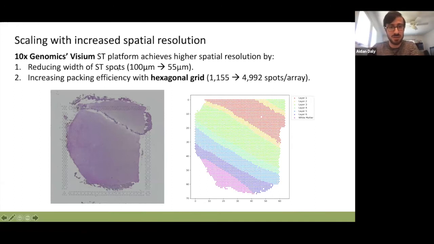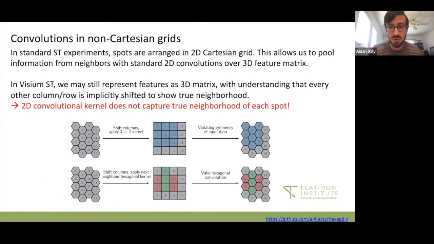The size of the spots that we're looking at has decreased from 100 microns to 55 microns, and it's packed in a hexagonal grid. It's like a honeycomb, which is a greater packing efficiency than squares. So a lot more spots per tissue area.